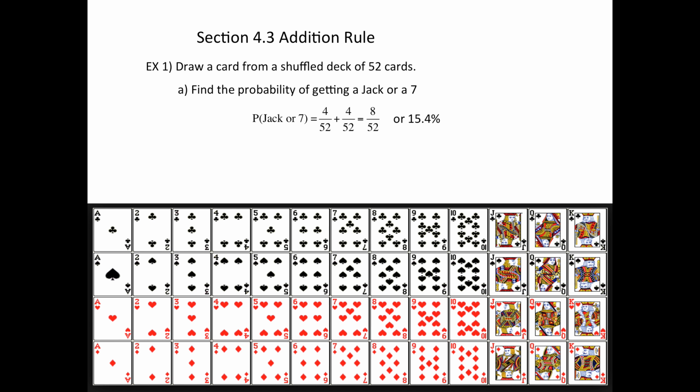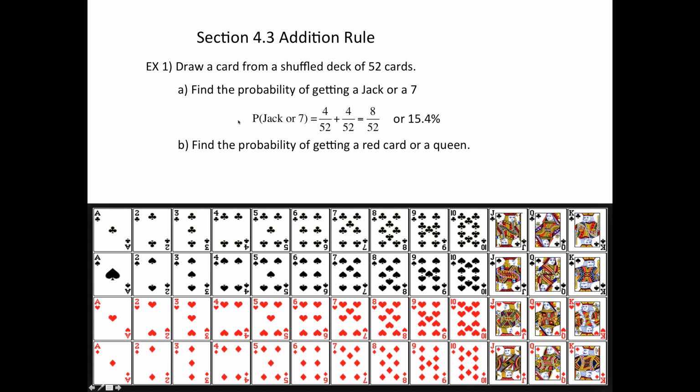So for a jack or a 7, for jacks, over here, there are 4 jacks, so that's 4 out of 52. Could also be a 7, and over here there's 4 sevens. So that's 8 out of 52 total, or 15.4%. Then this section basically has two main examples. Here's one where the two things are distinct. A card could be a jack, or it could be a 7, but there is no such thing as the jack of sevens. So in that case, you just add the two fractions together, you're done.